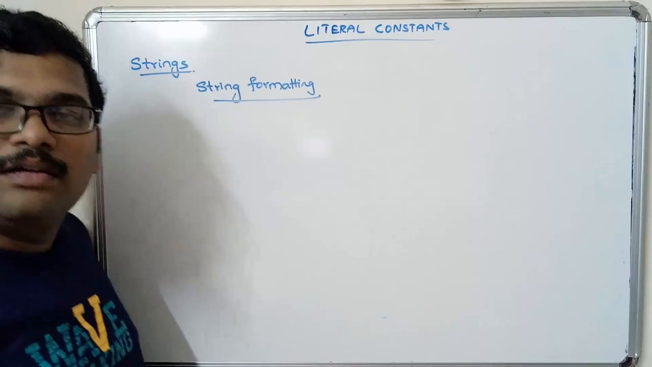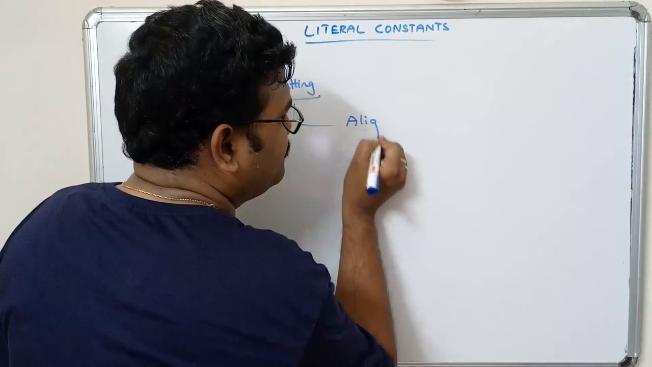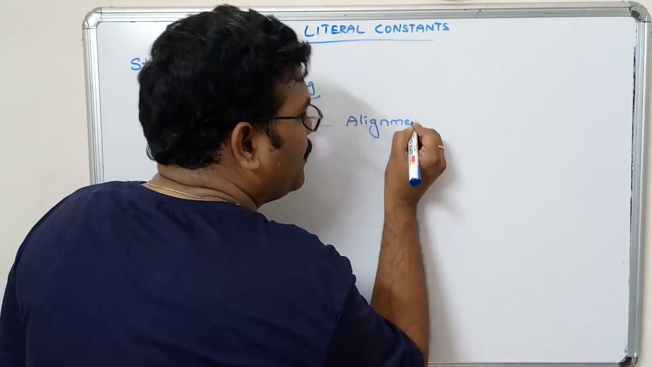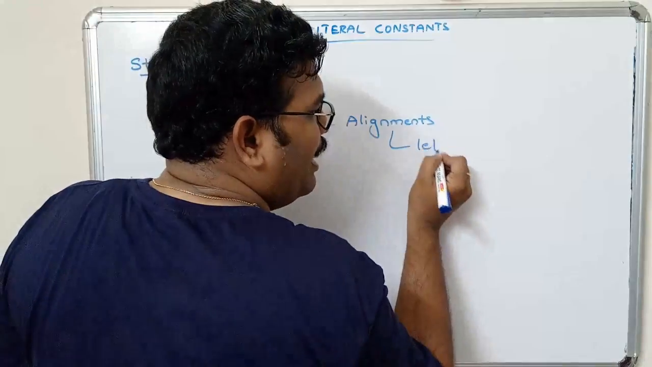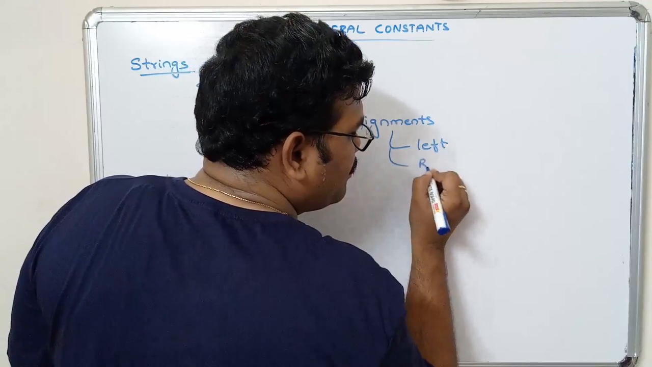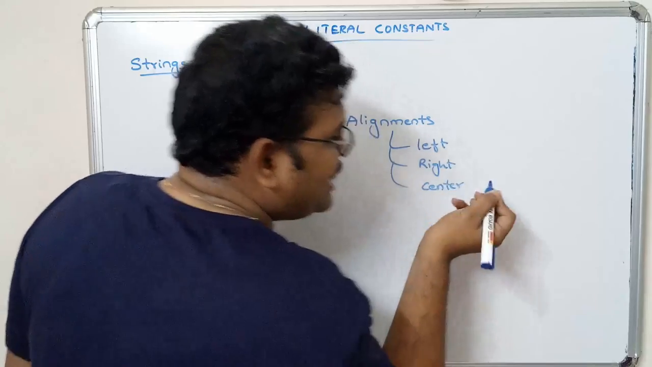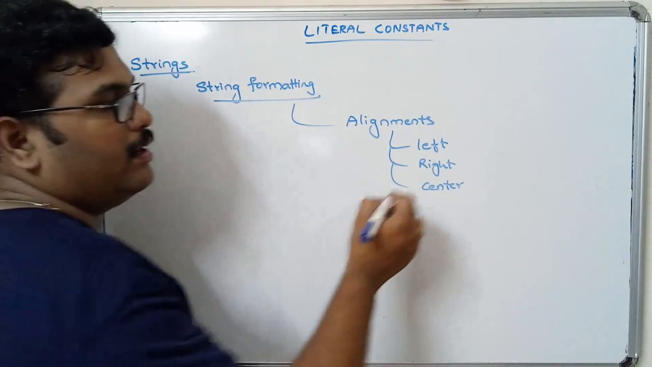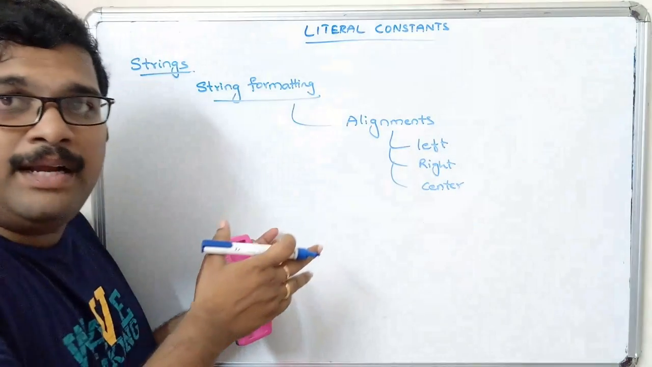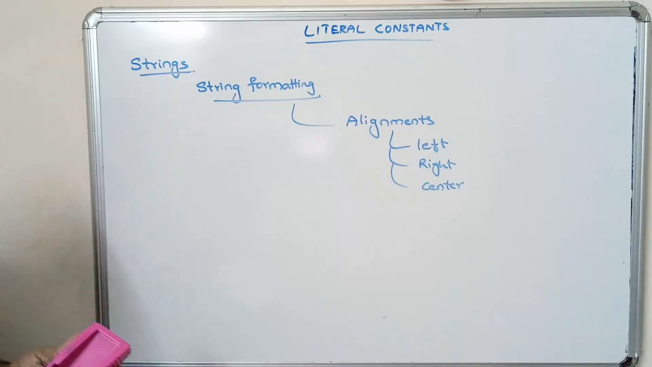String formatting means just alignments. Alignments can be left alignment, right alignment, and center alignment. Left alignment, right alignment, and center alignment.